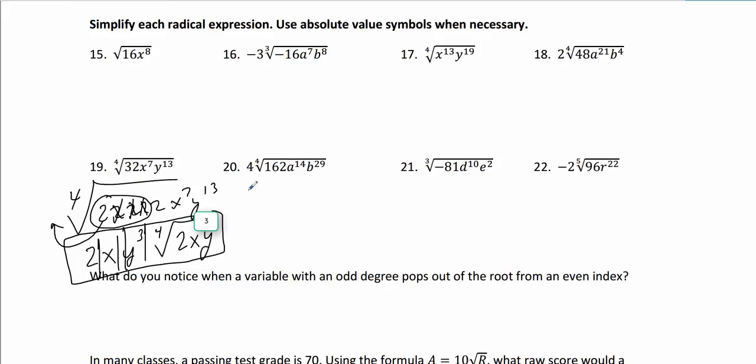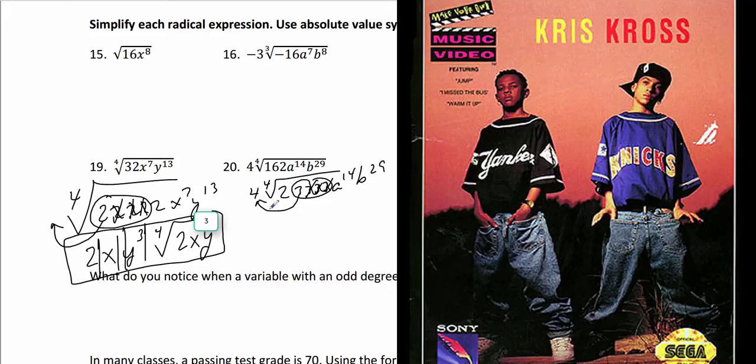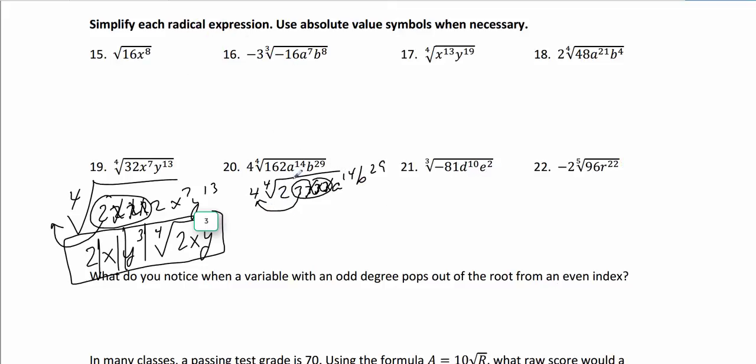Number 20, I have 4 times the fourth root of 162. Well, what's 162 broken down? Holy cow, this is a big one. 2, 3, 3, 3, 3. And then you have your A's and your B's. I need 4, so there's 4. One of the 3's pops out. Cross, cross, cross, crisscross. Crisscross. That's an old school band back in the day, like the early 90s. Okay. So 4 times 3 is 12.